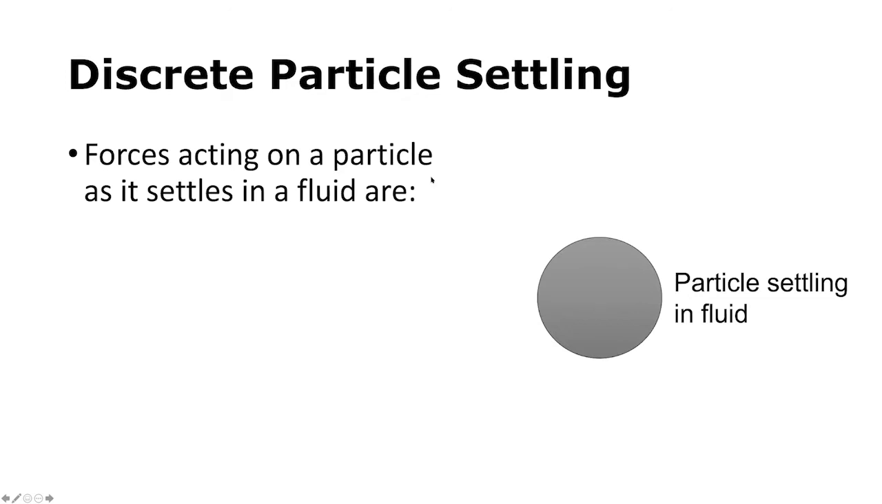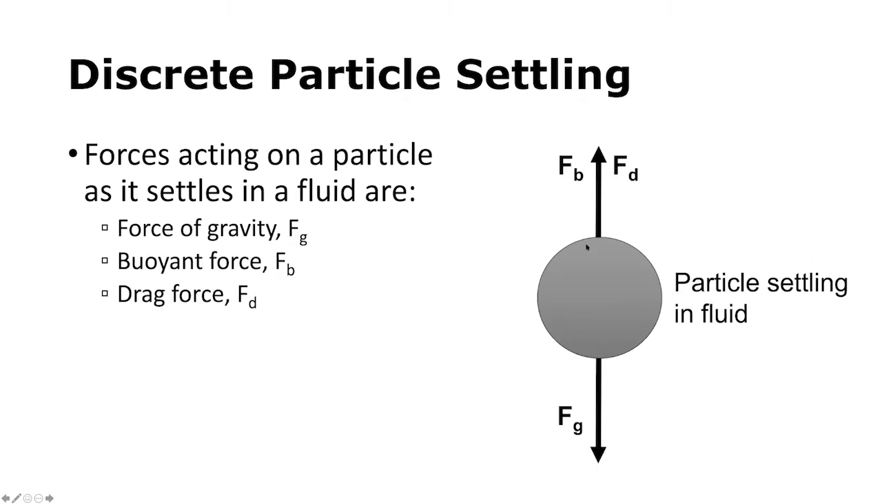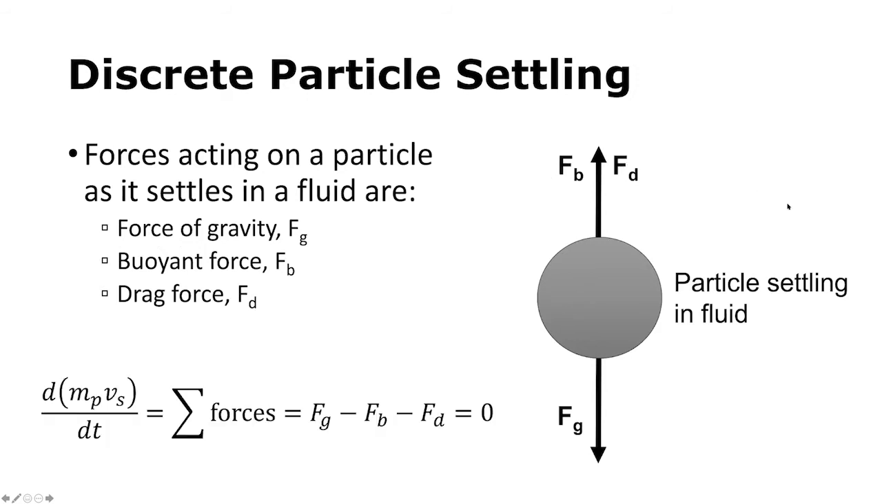So for type 1 discrete particle settling, we can picture the particle that's settling as being acted on by the force of gravity, which is pulling it down, and two forces which are pulling it up, which are the buoyant force and a drag force. We can denote these by F sub G, F sub B, and F sub D. Therefore, according to the laws of physics, we know that the sum of these forces acting on the particle must be equal to 0.